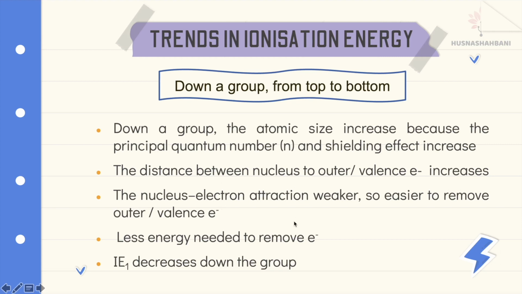The nucleus-electron attraction is weaker, so it's easier to remove the outer or valence electron, because the valence electron becomes further from the nucleus, so the attraction becomes weaker. Less energy needed to remove the electron, so first ionization energy decreases down the group. The energy required to remove the valence electron decreases because you have more and more principal quantum number, more and more shells, because the shielding effect keeps increasing. So that's why your first ionization energy decreases down the group.